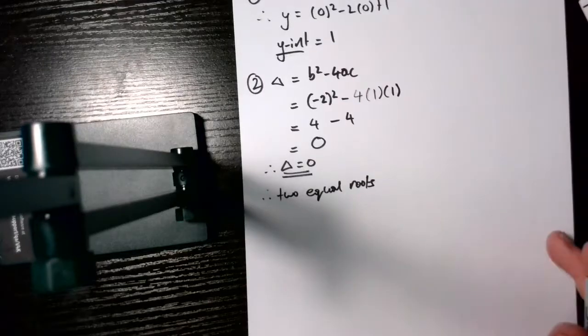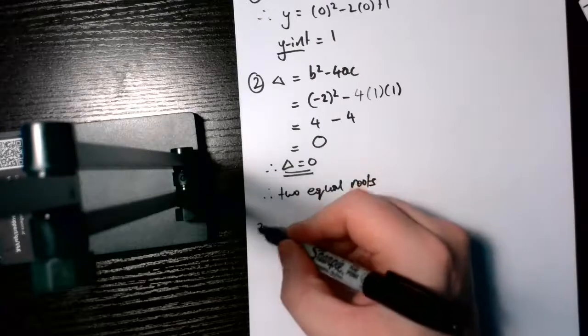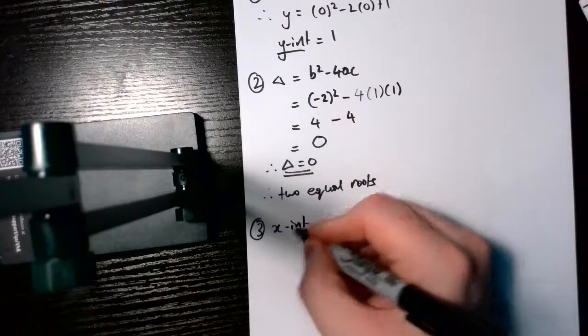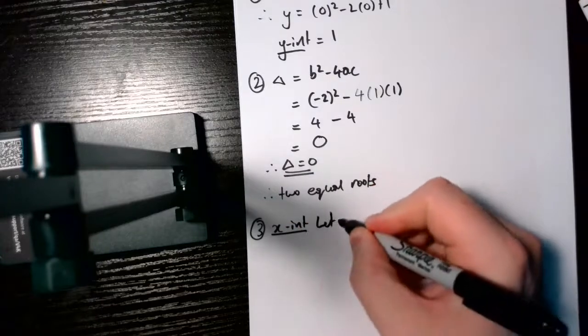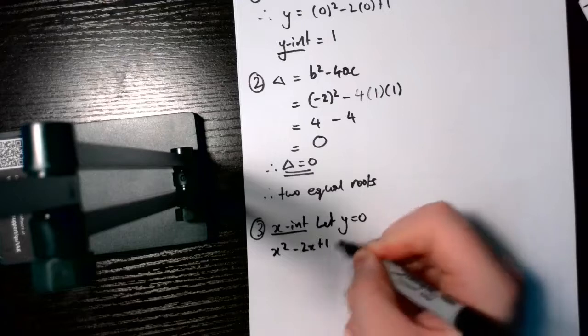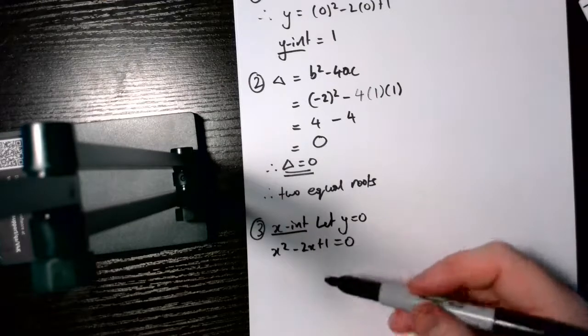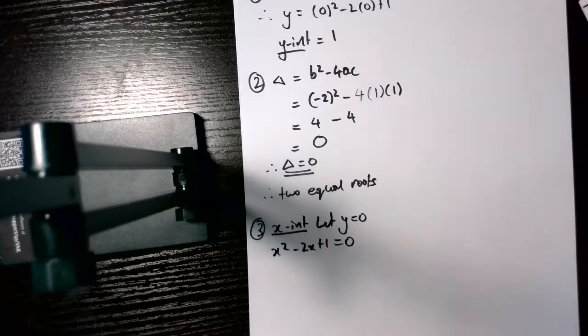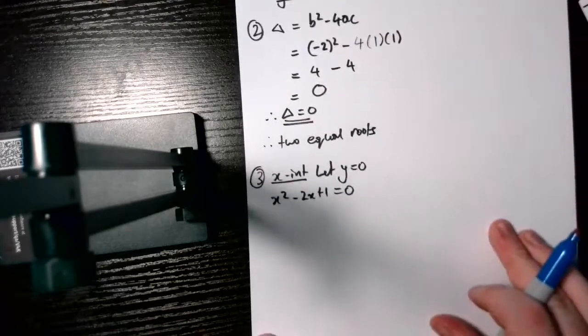So let's carry that on. Remember, there are ways of doing this easily. We're going to find the x-intercepts now. I might write my steps down so you can see what we're doing. We're going to let y equal 0 for this case. So we have x squared minus 2x plus 1 equals 0. And you could factorize this, that's fine. In fact, I would say that's the faster way, but I'm going to show you using the quadratic formula.